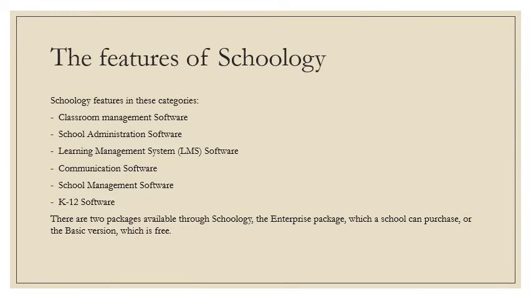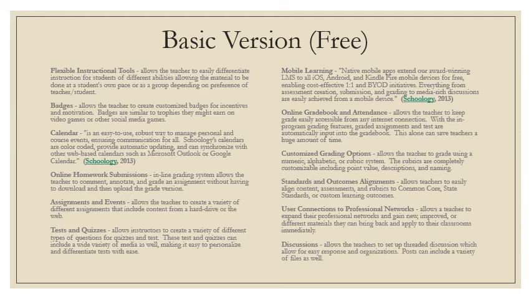The features of Schoology. Schoology features in these categories: classroom management software, school administration software, learning management system (LMS) software, communication software, school management software, K-12 software. There are two packages available through Schoology: the enterprise package, which a school can purchase, or the basic version, which is free.